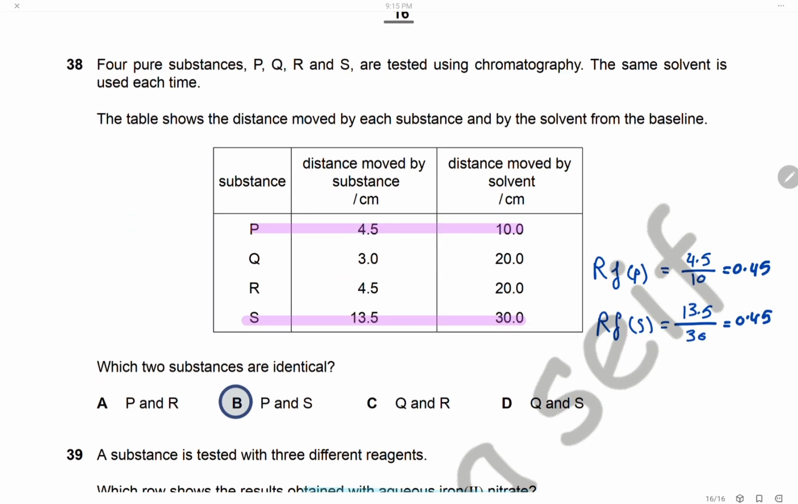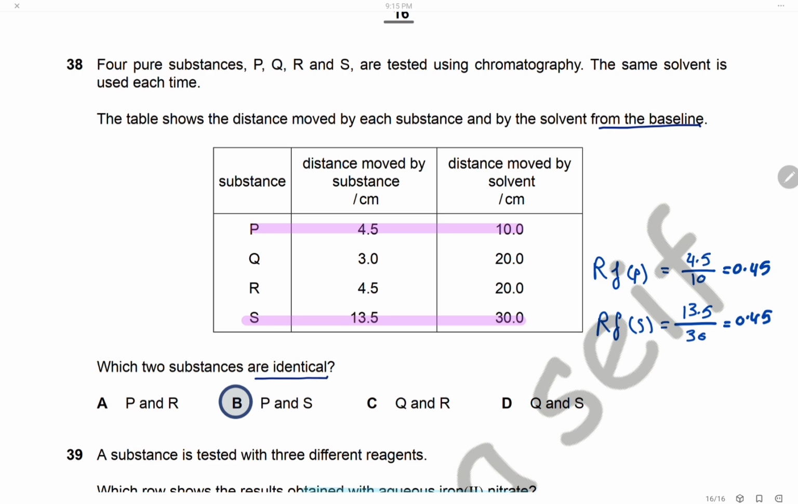Question 38. 4 substances P, Q, R, and S are tested using chromatography. The same solvent is used each time. The table shows the distance moved by each substance and the distance moved by the solvent from the baseline. So here for each substance we have the distance moved by the solvent and the distance moved by the substance, and we have to calculate which substances are identical.